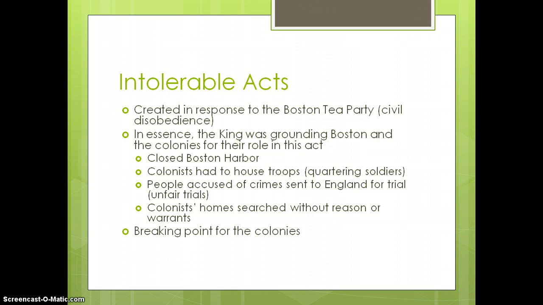And the big thing is that these Intolerable Acts was finally the breaking point for the colonies. It's the straw that broke the camel's back here. This is really what led them to declare their independence now. Those are your causes of the American Revolution. I hope that you have taken good notes in your notebook because these will be very important on your test.